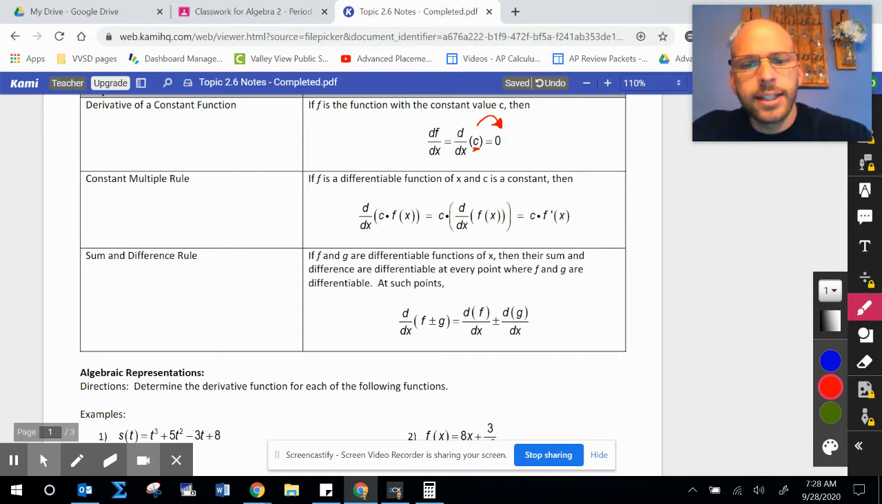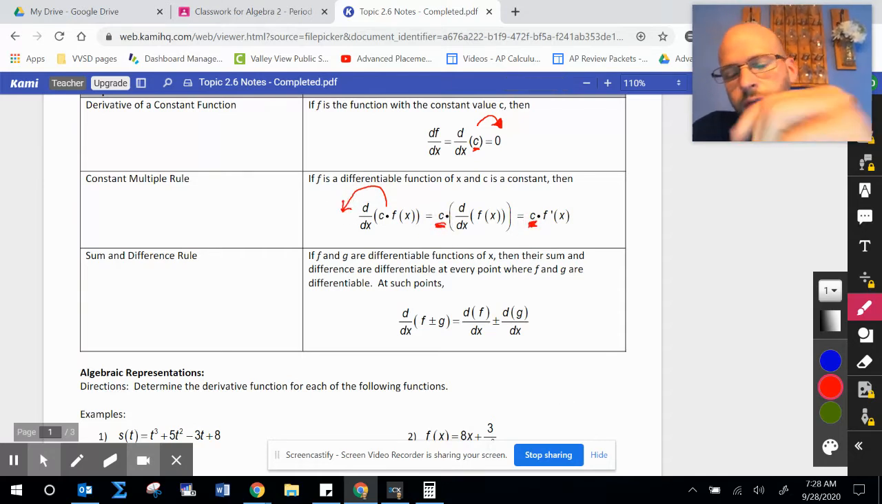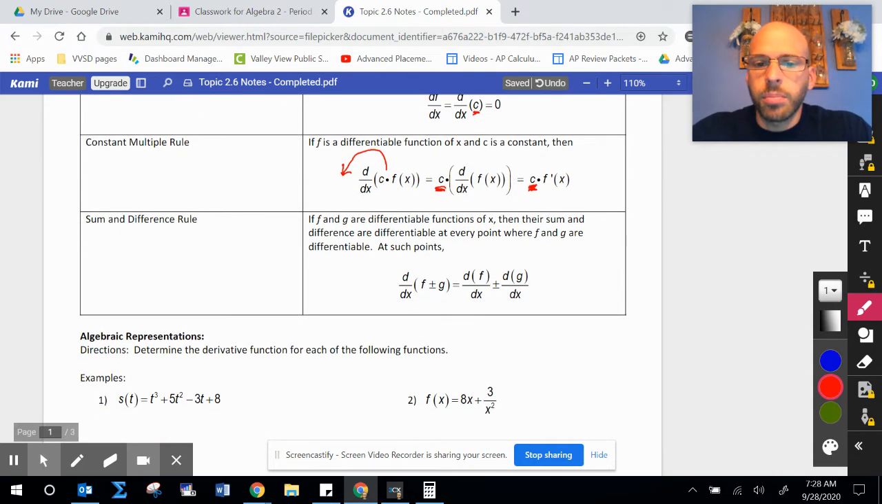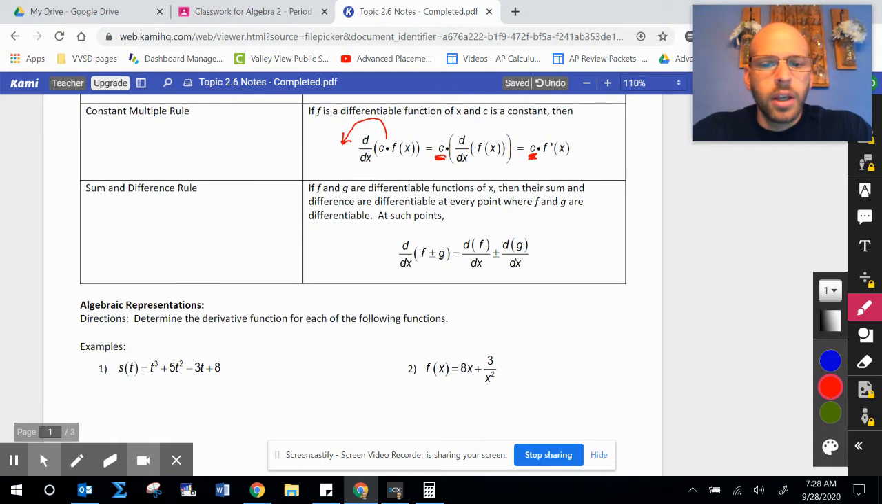The next is, let's say I take that constant c and I multiply it by a specific function. Well, anytime you have a constant multiplier, that constant multiplier can come out front of my derivative, and then I'm just left with that constant times f prime. Okay, so you can always factor out, if you will, or take out a constant multiplier from your derivative.